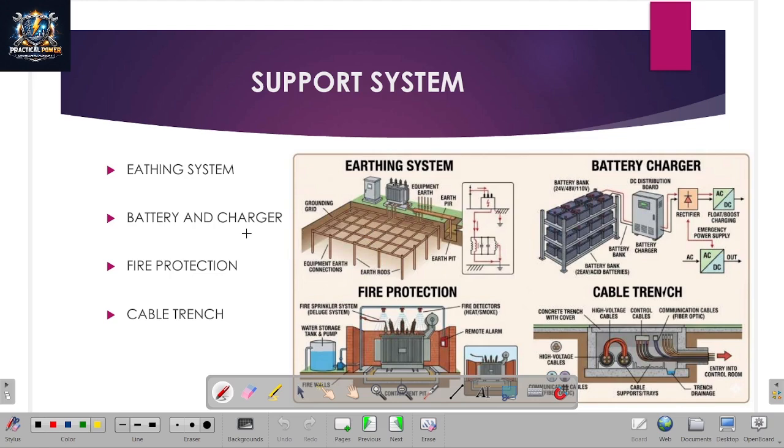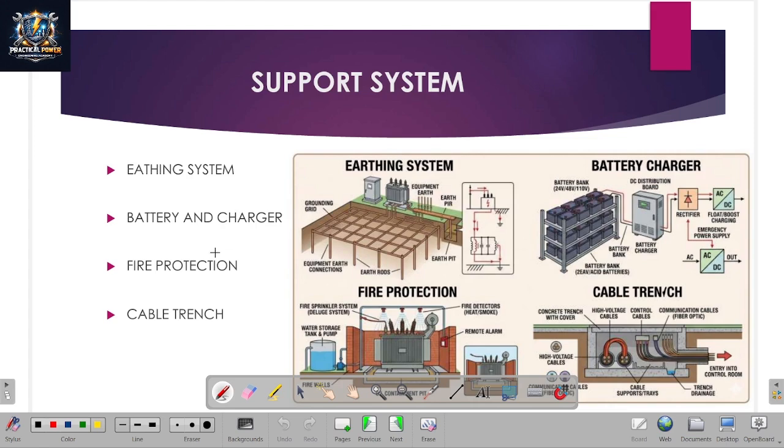Similarly, these are the battery chargers. The battery bank is there. When the power fails, the protective relay and protective system automatically get power from this battery charger, in order to keep the protective system operating.